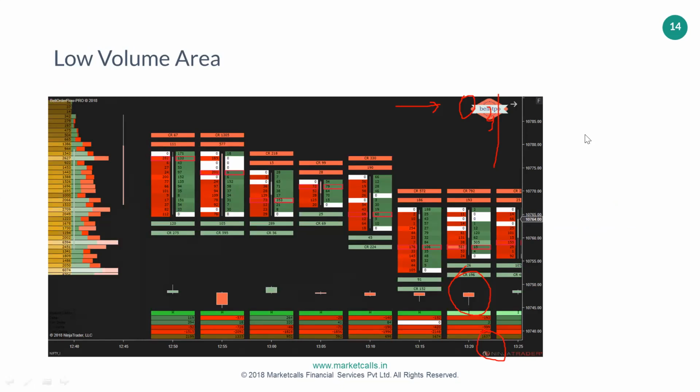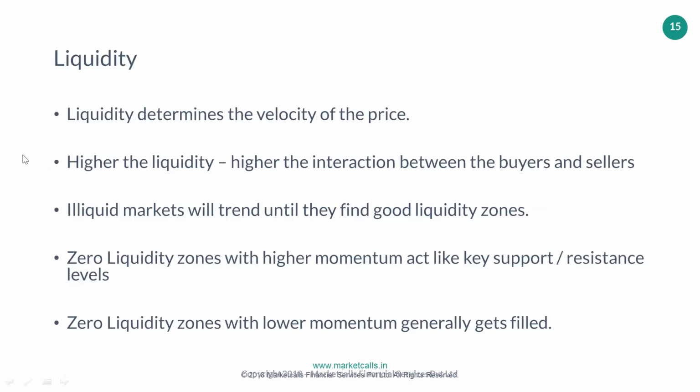So now coming back again to liquidity. We already talked about liquidity many times, and again we have one round of basics over here. Liquidity determines the velocity of the price. Whenever price is traveling in high liquidity zones, the velocity of the price is very slow. That means the price will be moving very slowly in those zones to eat up all the liquidity.